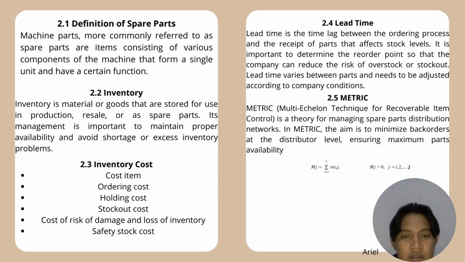So the next is METRIC. METRIC is a multi-echelon technique for recoverable item control. It's a theory for managing spare part distribution networks. In METRIC, the aim is to minimize back orders at the distributor level and ensure maximum parts availability. And this is the formula for the METRIC.